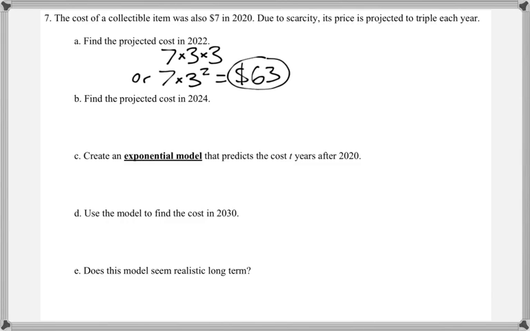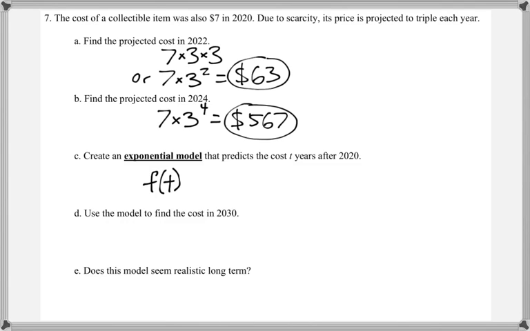So find the projected cost in 2024. That would be 7 times 3, not to the 2, but to the 4, because it's 4 years after. And that would be $567. So create an exponential model that predicts the cost t years after 2020. That would be f of t is equal to 7 times 3 raised to the t. So whatever the year is, I can just plug it in for t here, like we did with the 2 years and the 4 years.